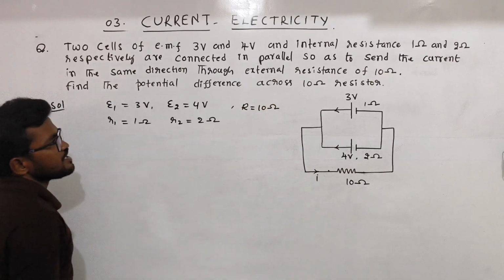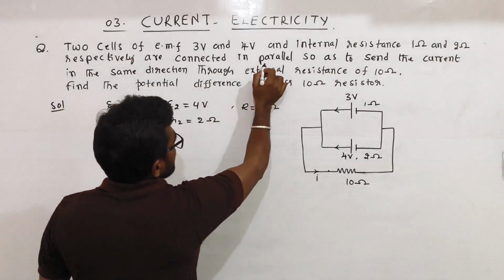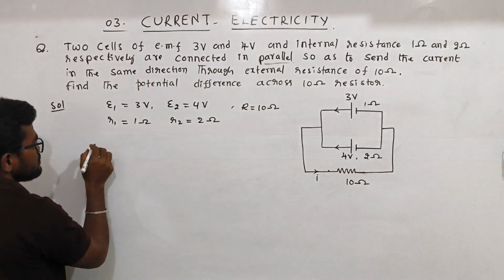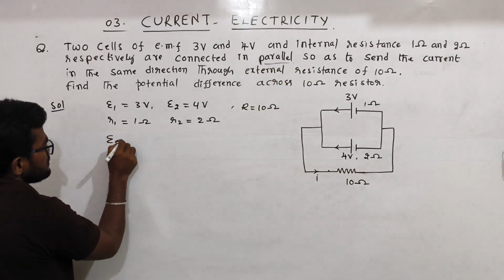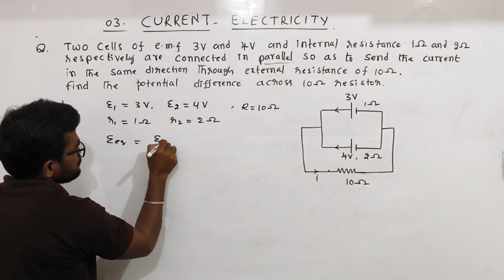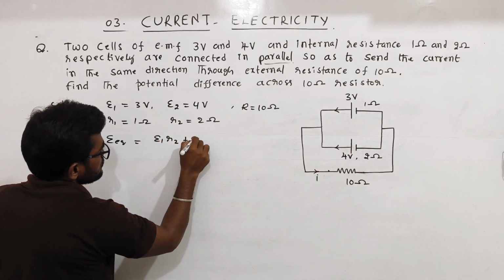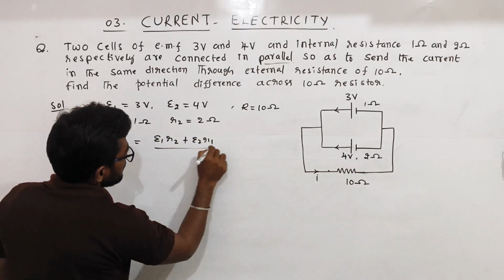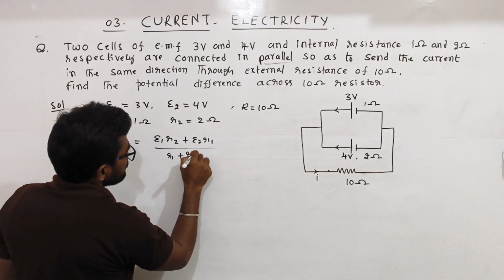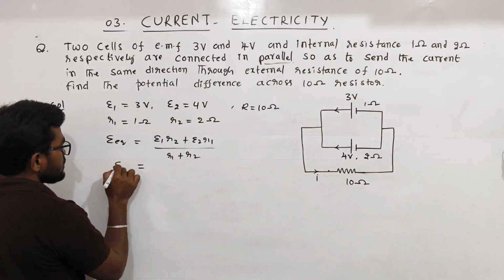Okay, those two cells are connected in parallel. They given in the question connected in parallel. So find the equivalent EMF of the combination. So E equivalent is equal to, we know the formula, E1 R2 plus E2 R1 divided by R1 plus R2. By using this formula, we can calculate E equivalent.